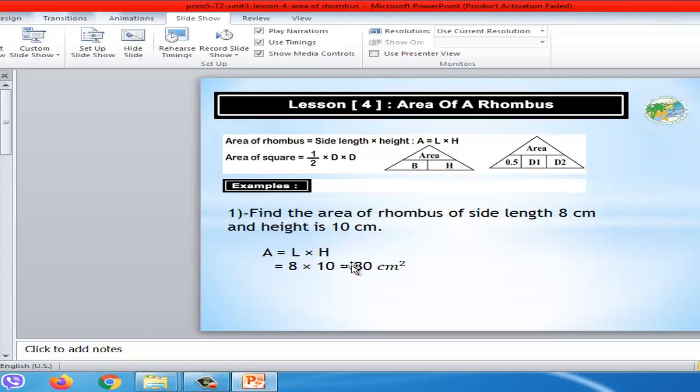This is the last example for this lesson, but before we finish this lesson remember this rule very well. The area of rhombus is side length time height, and the area of square is half time d time d, but the area of rhombus is half time d1 time d2. We have two rules to find the area of rhombus. Take care before you start answering the dimension of question.